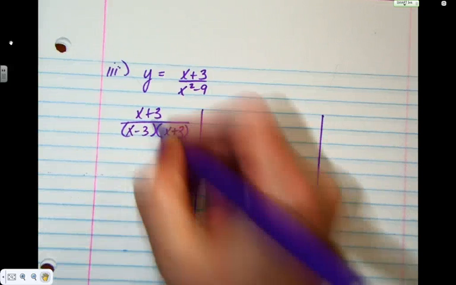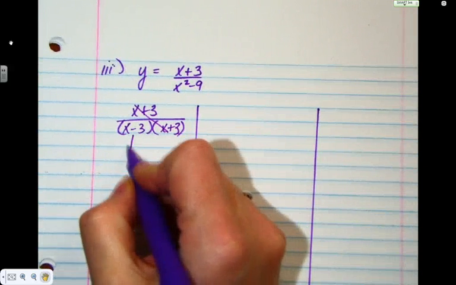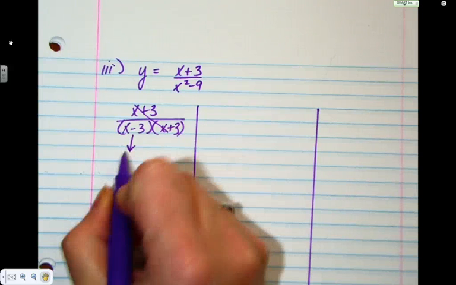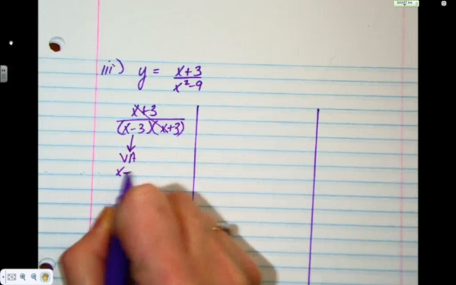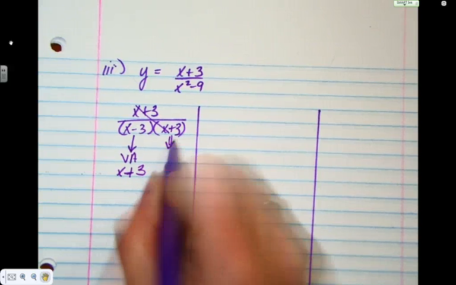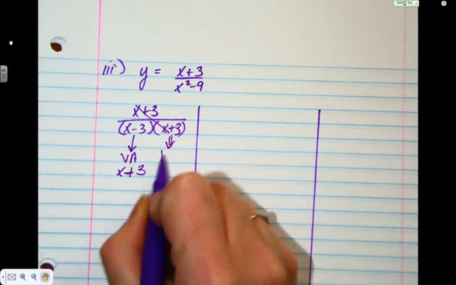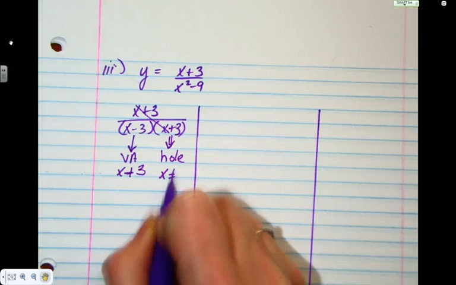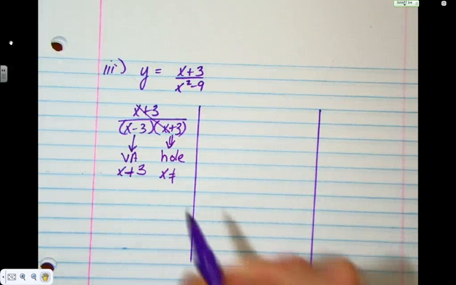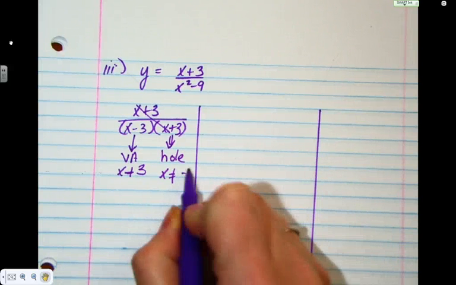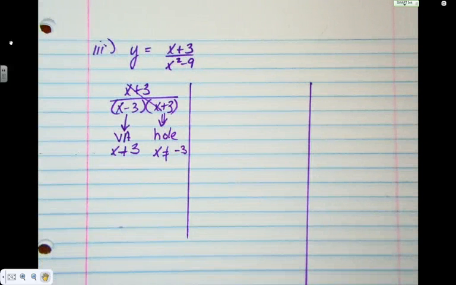Ooh, you're on the ball today. Okay, so what's the conclusion about the first binomial? Conclusion about the second binomial? Okay, so if one cancels and one doesn't, no big deal. One's a hole, one's a vertical asymptote. Tell me about horizontal or oblique asymptotes.